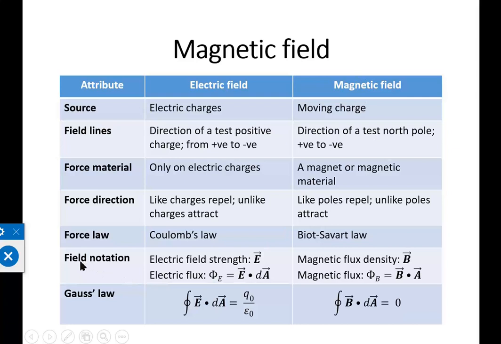Then when it comes to the notation, we have electric field strength, which is E, compared to the magnetic flux density, which is B here. We are going to use these two throughout our course. Then electric flux, we've met this one already. We have the electric flux being E multiplied by A. Then the magnetic flux is similar. They are analogous. When it comes to Gauss's law, we have Gauss's law for the electric field, given by that one. We've spoken about this in earlier videos. And Gauss's law for the magnetic field is given by this.